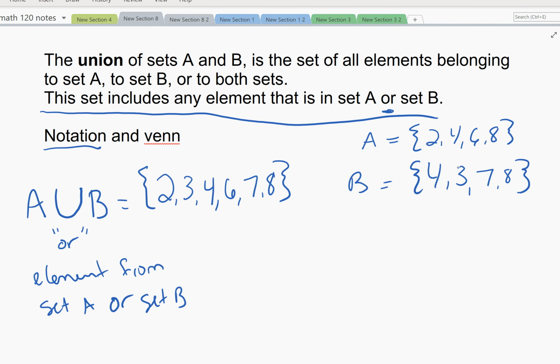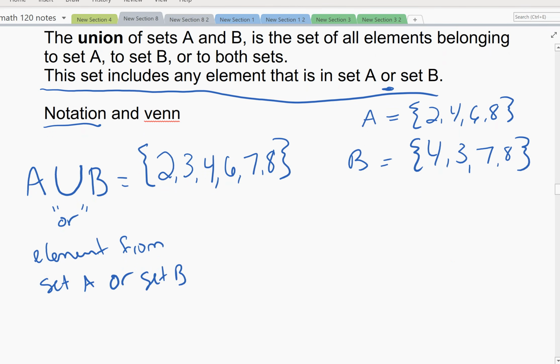4 and 8 were in both, but I only put 1 4 and 1 8. There's only 1 8, they just happen to show up in both sets. Alright, so OR is all inclusive. The union is putting together everybody from both sets, right? It's the union of both sets.